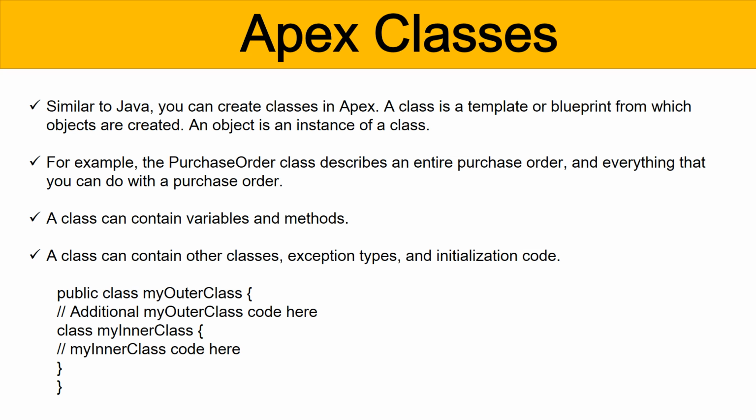An instance of the purchase order class is a specific purchase order that you send or receive. A class can contain variables and methods. Variables are used to specify the state of an object, such as the object's name or type. Since these variables are associated with a class and are members of it, they are commonly referred to as member variables. Methods are used to control behavior, such as get other quotes or copy line items. A class can contain other classes, exception types, and initialization code. We can see an example on the screen.